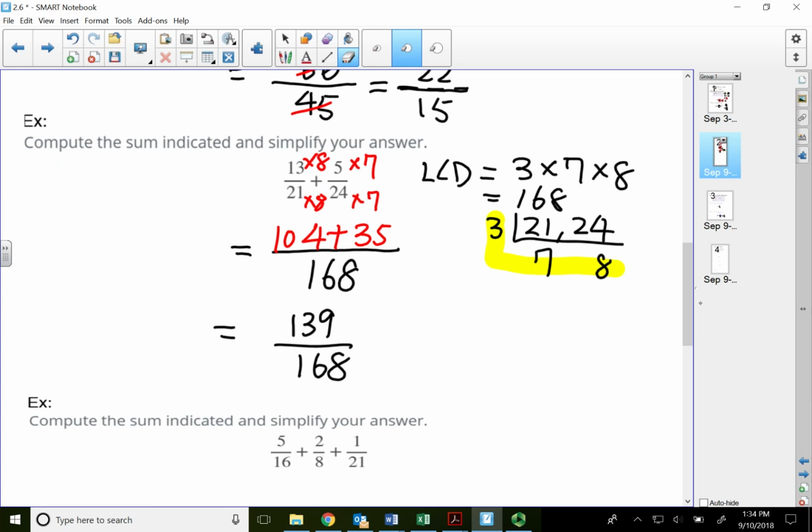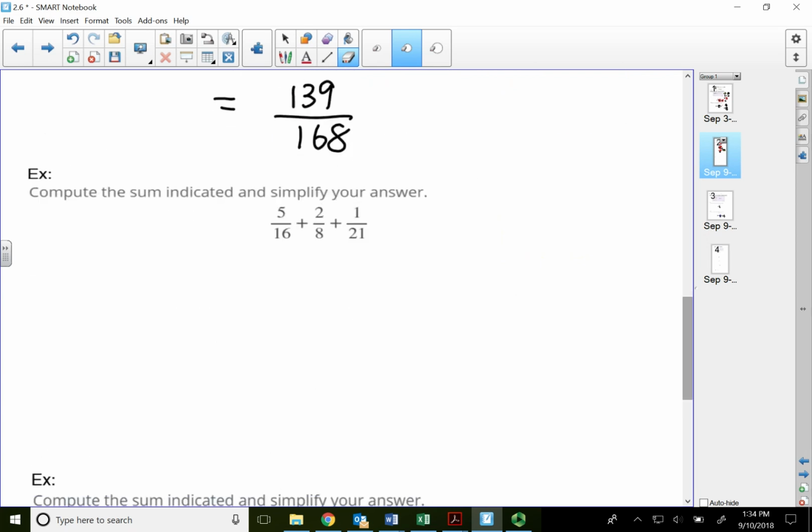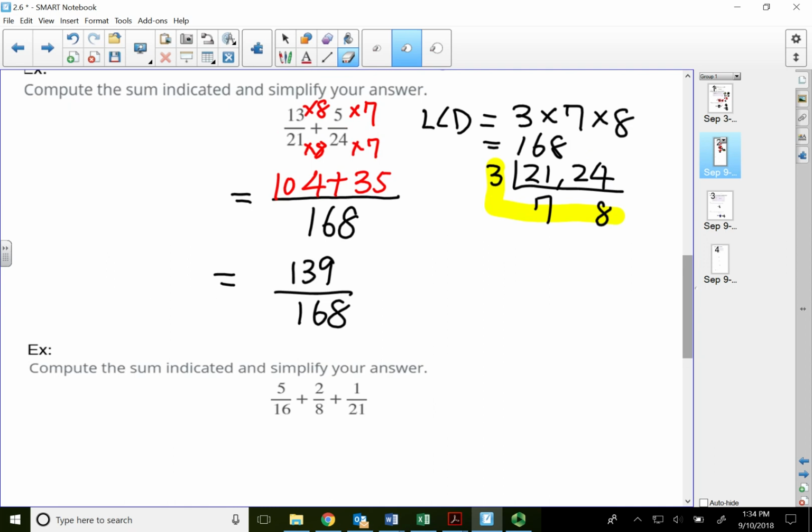Okay. So sometimes, when the number gets big, you've got to kind of try it. Okay, you've got to try it in order to know for sure.